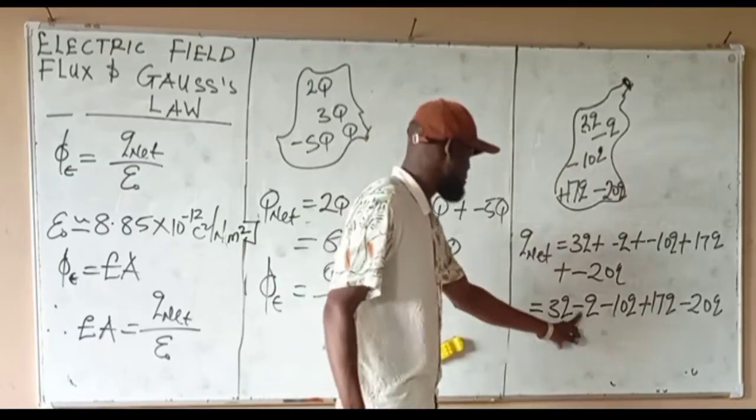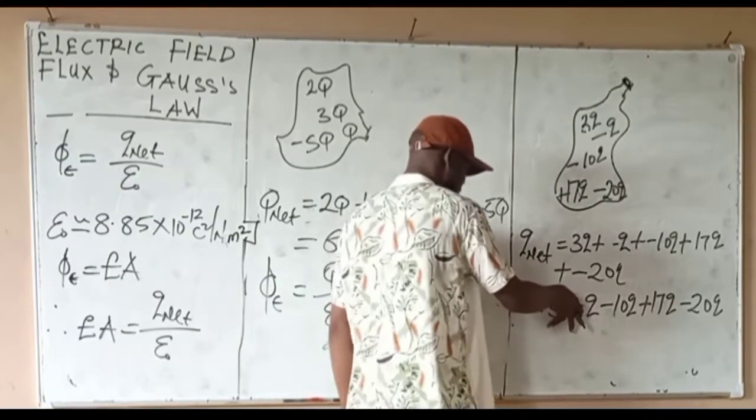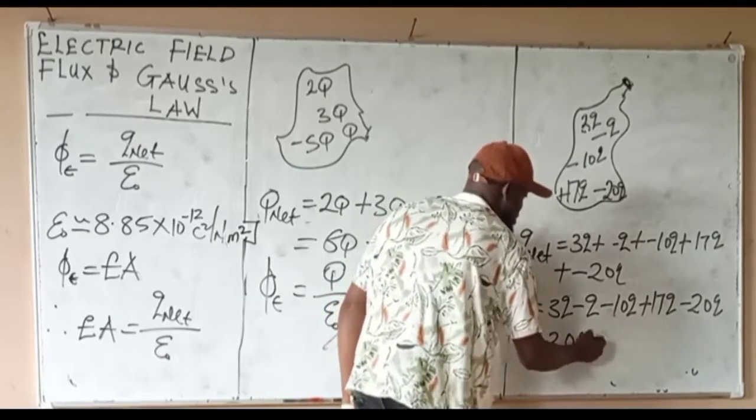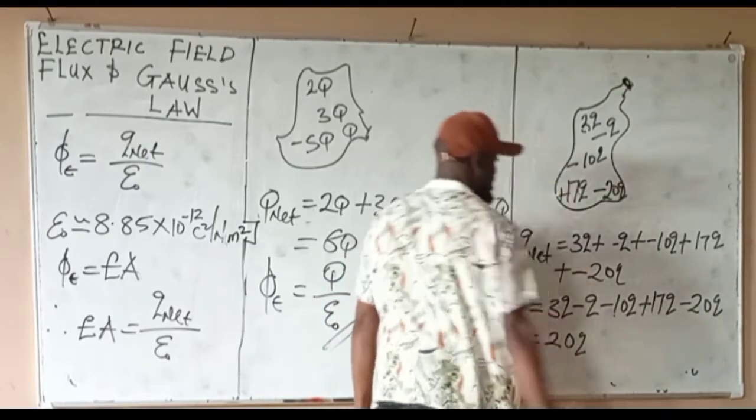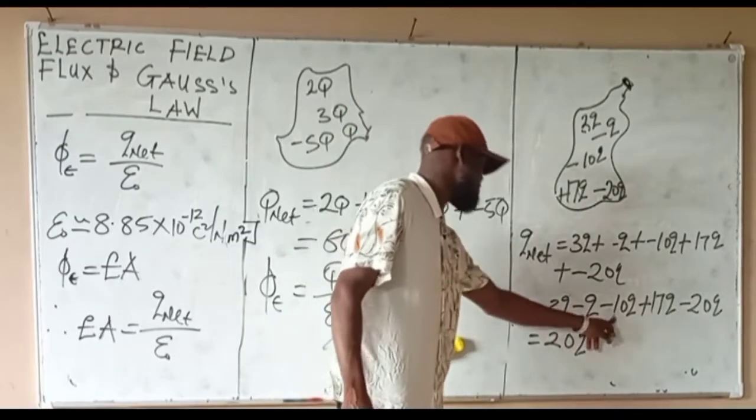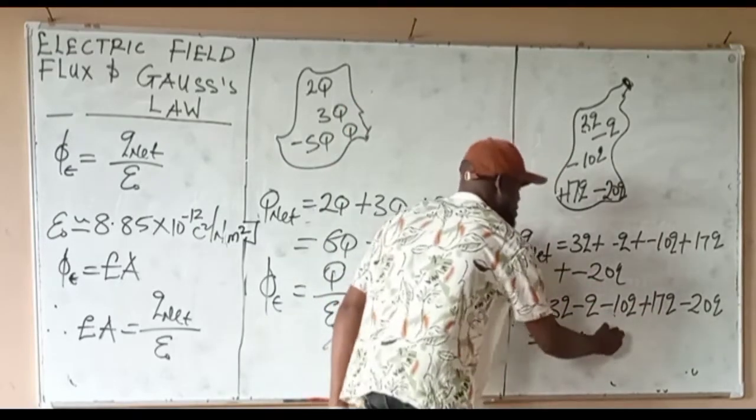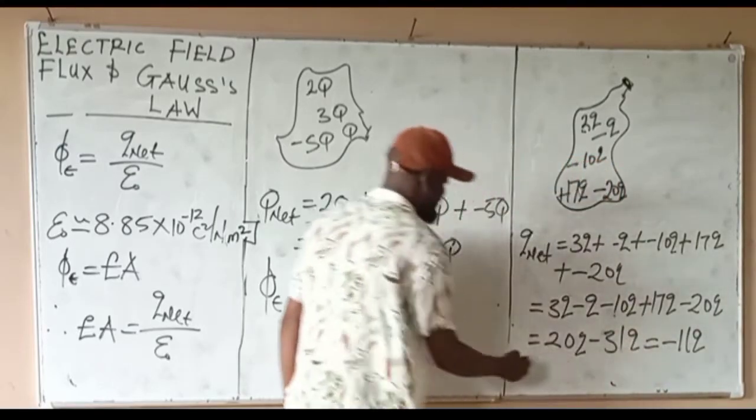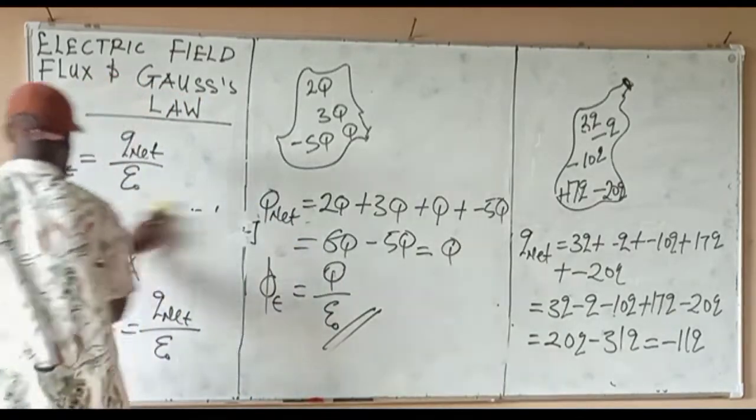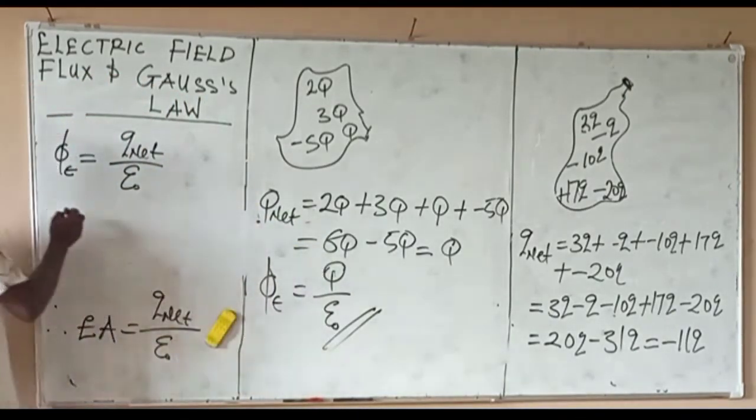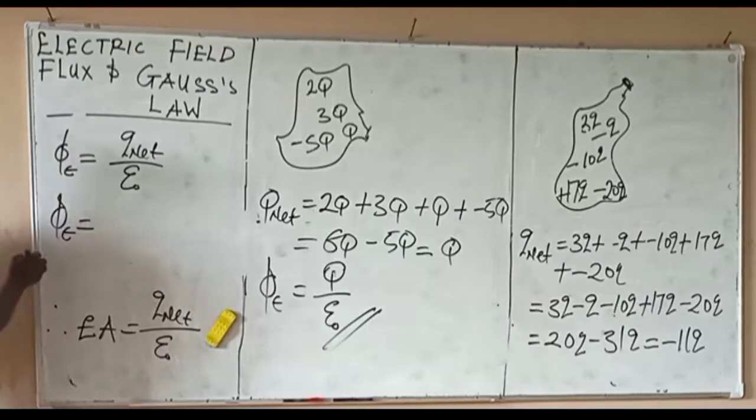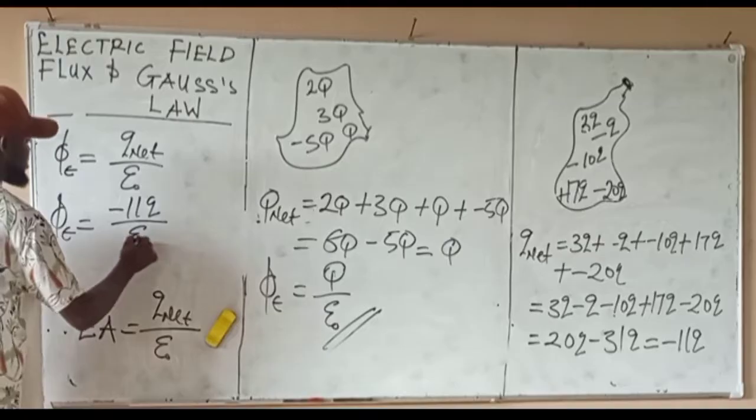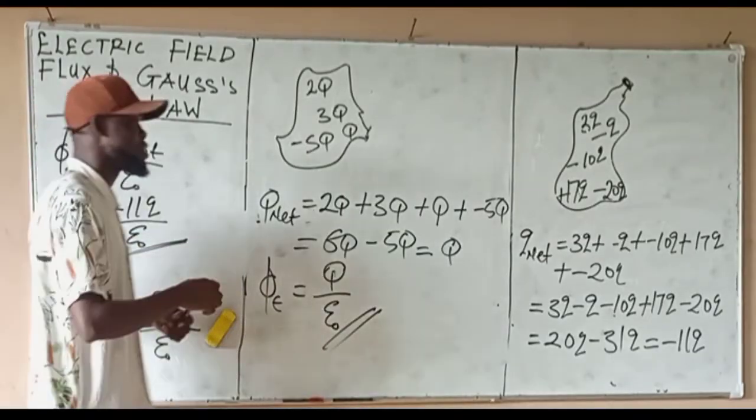Let's just solve the plus first. 3 plus 17 gives us 20q. Then the minuses: minus 1, minus 10, minus 20, that gives minus 31q. So the net is minus 11q. Therefore, the total flux leaving that surface, phi, is equal to net charge over epsilon, which is minus 11q over epsilon. That is the total flux leaving that surface.